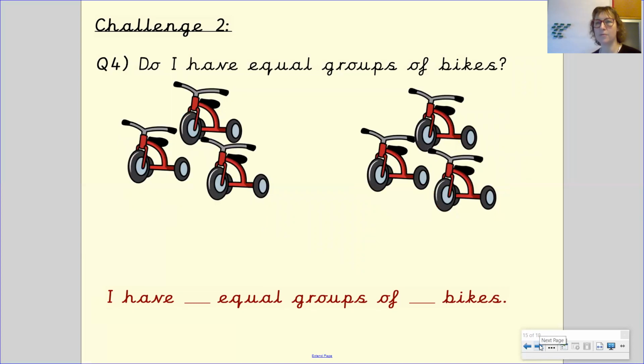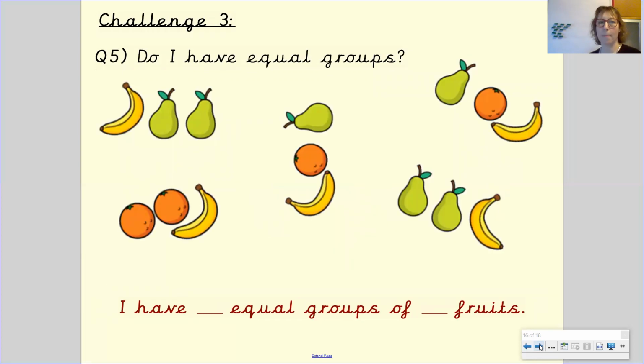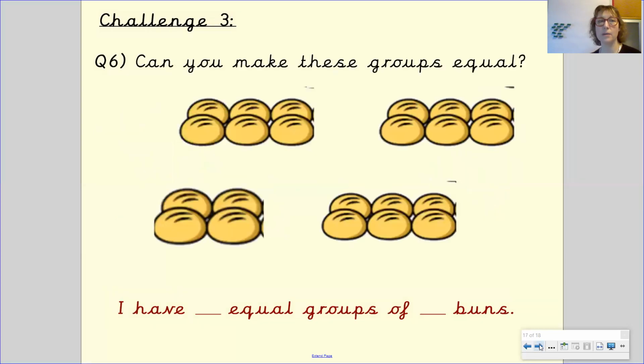Do I have equal groups of bikes? And again, just the stem sentence. Challenge 3. Again, writing or saying what you've got there. There's another one of those. And again, can you make these groups equal? Because they're not equal. So what would you have to do? So again, you can draw it. You can add in the bits that are going to make it equal. Or you can just say what you would have to do to make it equal, and then the stem sentence at the end that tells me what you've actually got.